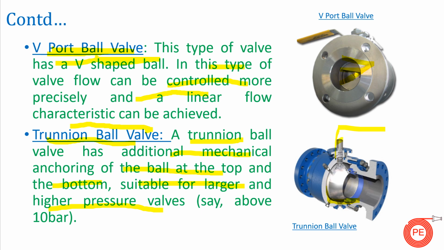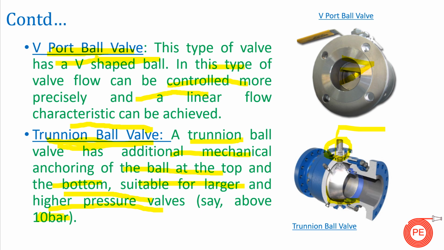So if you can see this, this is the anchoring of the ball at the top, and this anchoring provides high stability to the ball. So my ball has a high life and accuracy is there, and where I need a high pressure to be accommodated from my valve, these valves are used where a ball valve is to be considered. So for high pressure lines, generally say about 10 bar, trunnion ball valves are considered.